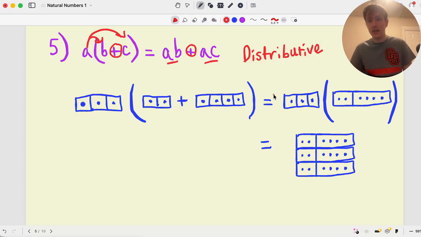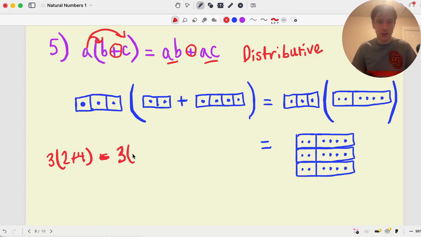So I can't prove any of these. These are just facts of life. Okay, and so to show you an example, we're going to show why 3 times (2 plus 4) is really going to be equal to 3 times 2 plus 3 times 4.